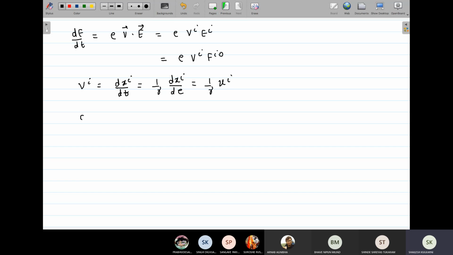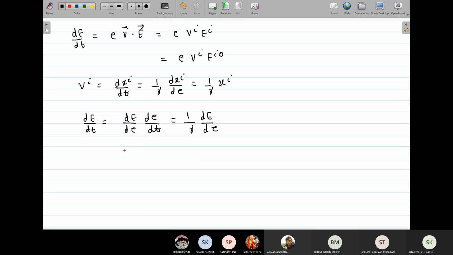So dE by dt. Again, I can also simplify this. What is your dE by dt? dE by dt is dE by d tau times d tau by dt. So this is nothing but 1 over gamma times dE by d tau.